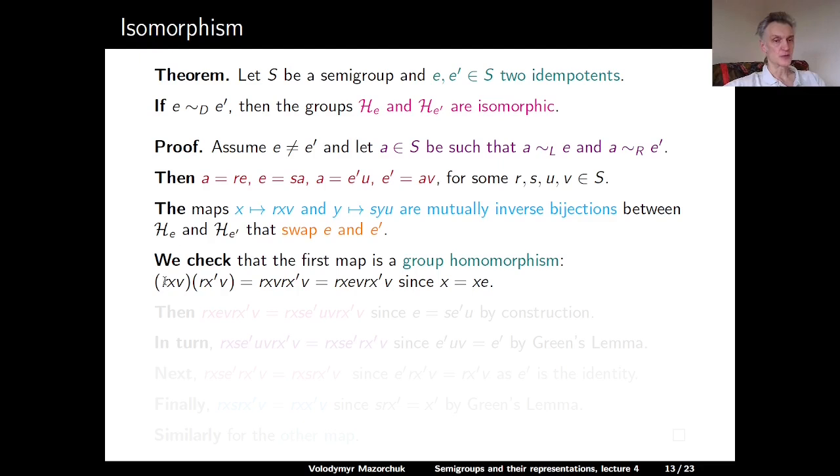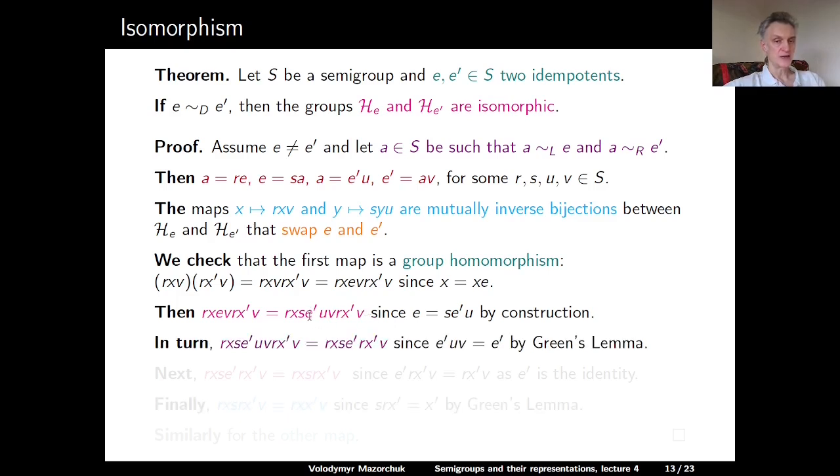So let's compute the product of RXV and RX prime V. So this is RXV, RX prime V. Since E is the identity element in HE and X belongs to HE, X is equal to XE. So we can rewrite this as RXE V RX prime V. Next, let us note that E is equal to SE prime U by construction. So we can rewrite RXE V RX prime V as RXS E prime UV R X prime V.